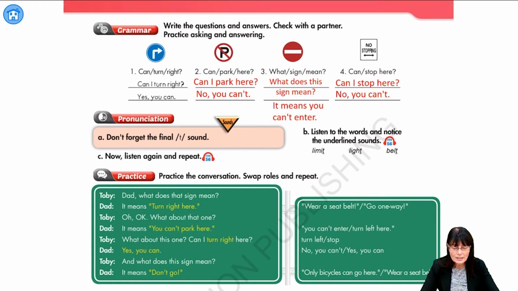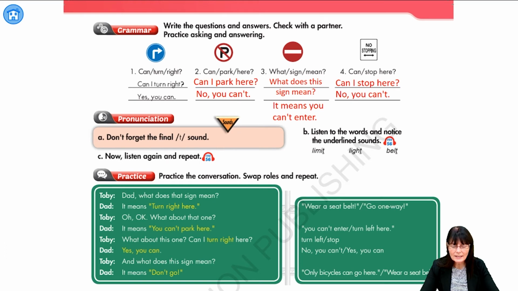Okay, so this is a practice conversation. So in this conversation, I will be Toby and you can be Dad. So that means that I will only speak for Toby. Okay, and when I stop, you can start speaking. Alright, so we can start now.